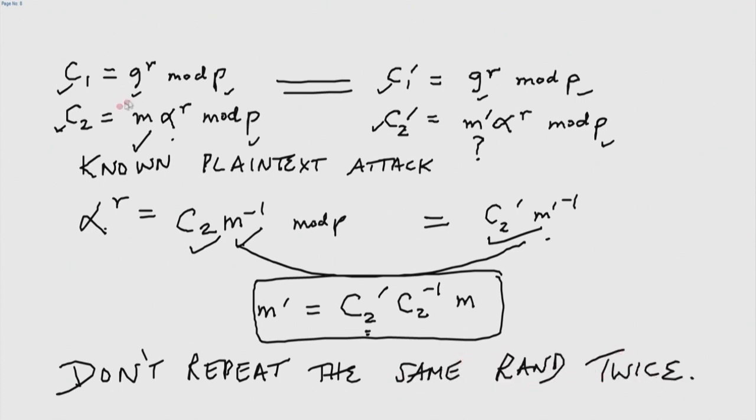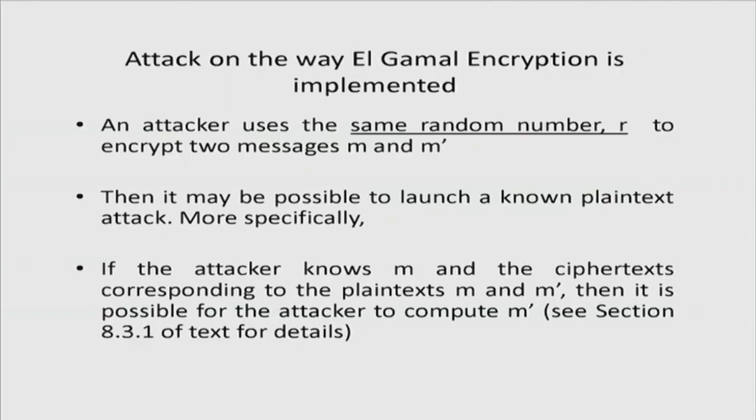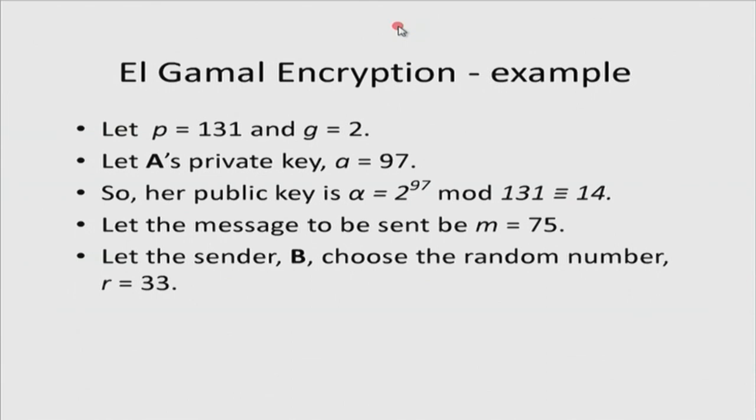Recall once again that I use a random number in computing the ciphertext. C1 is equal to G raised to R. I'm talking about this R. G raised to R, and C2 is equal to M times the public key to the power of R. Don't repeat this random number twice in two different encryptions. So this is in words what I just explained on the sheet of paper. And this is a simple example.